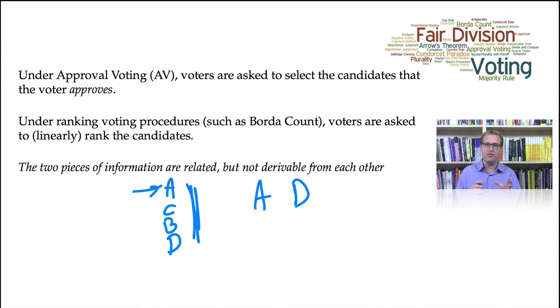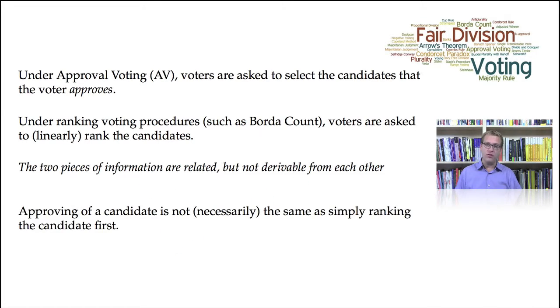So these two aspects of the voter's opinion about the candidates are related, but it's important to recognize that they're just simply different information about the voter's overall opinion or preference about the candidates. What this means also is that when we talk about a voter approving of a candidate, that does not necessarily mean that the voter ranks that candidate first. So it might be that a particular voter only approves of his top-ranked candidate, but that's not necessarily so. It might be that you approve of more than just your top-ranked candidate.